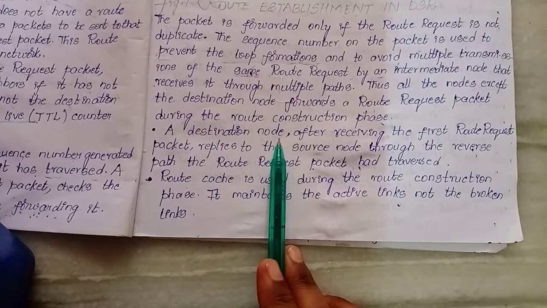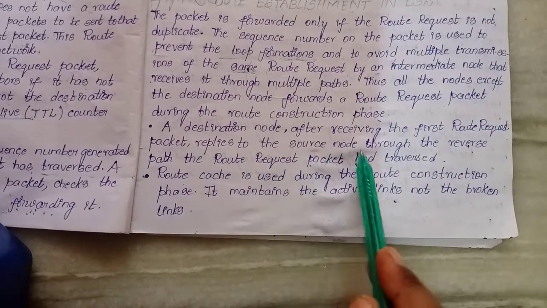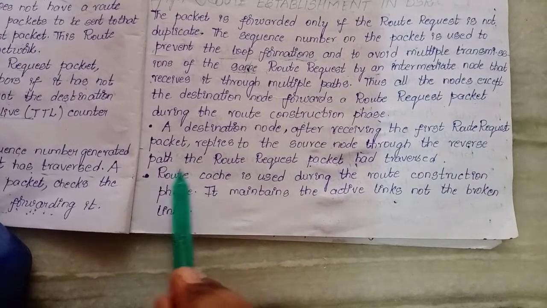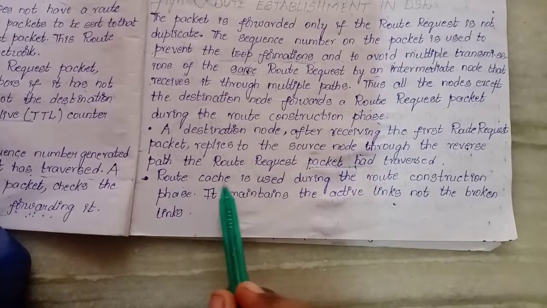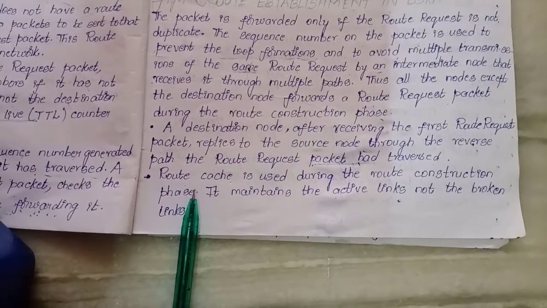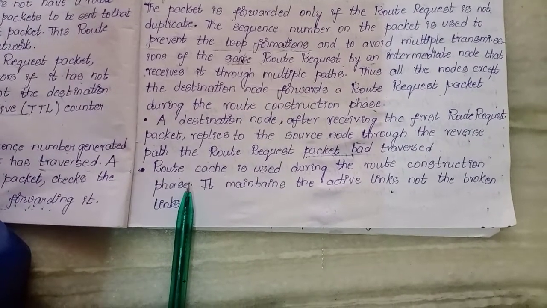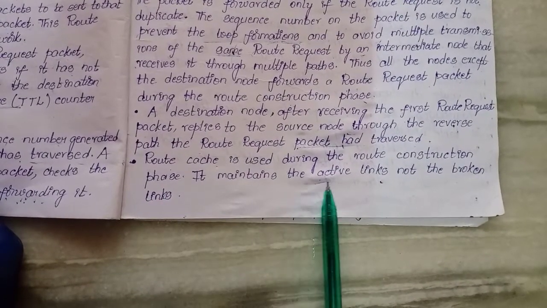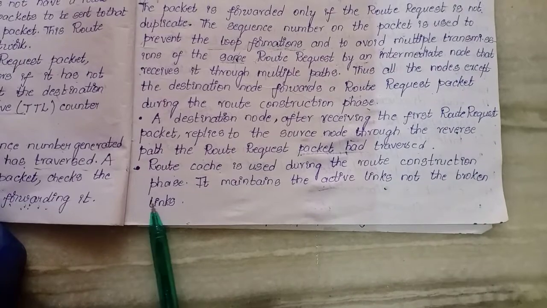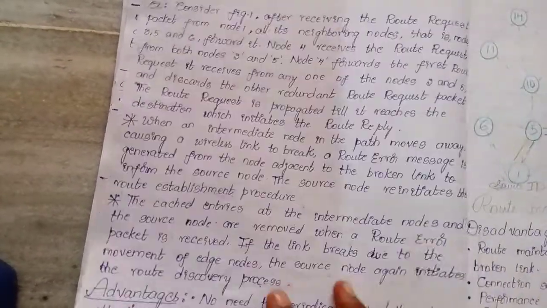A destination node, after receiving the first route request packet, replies to the source node through the reverse path, means the path which has been traversed by the route request packet. Route cache. Route cache means it's just a memory, as you all know, cache memory. Here the route cache is used during the route construction phase. It maintains the active links, not the broken links. Broken links means nodes which, due to mobility, have just parted.